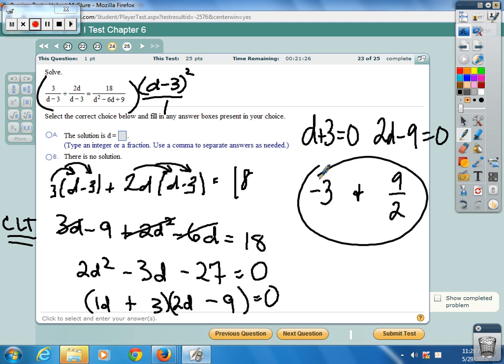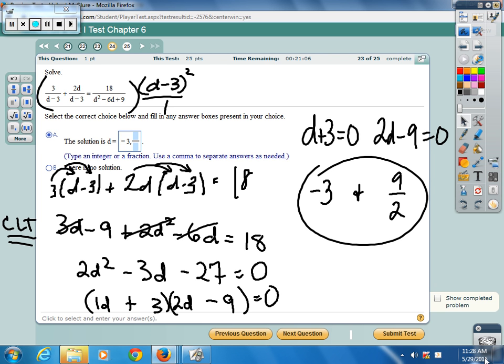So those are your answers. Now what does it say? It says use a comma to separate your answers, so I don't want you to forget that. So that'd be negative 3, comma, fraction bar, 9 over 2. Why am I not making it a mixed number? Because is there a unit of measurement in your question? The only time you use a mixed number in real life is when you have a unit of measurement.